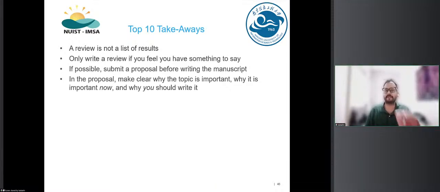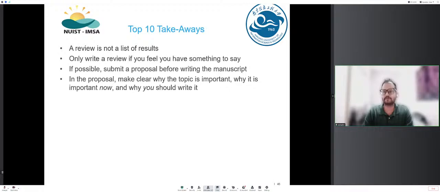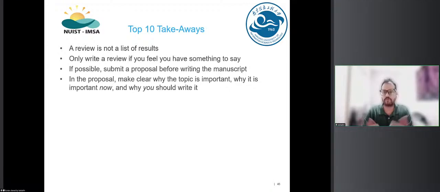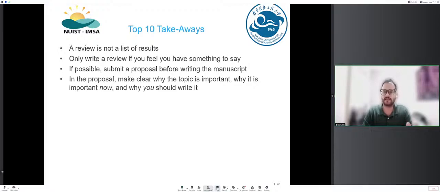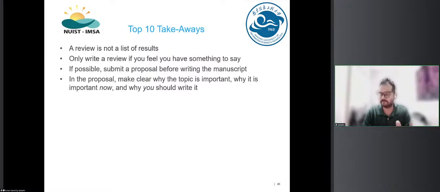In the proposal, make clear why this topic is important. Communicate why it is important now and why anyone should write it. You must mention it so clearly that the editor can see that this particular topic is important for now, important for the researchers, and it should be published.